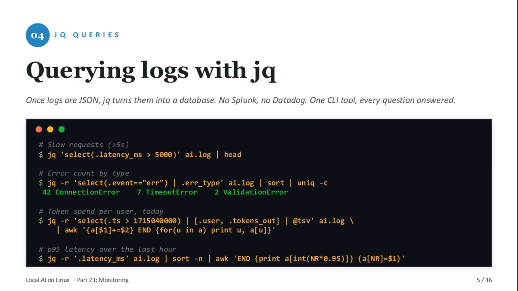And once that foundation is in place, jq turns your log file into a queryable database. No Splunk bill, no Datadog agent. Want slow requests? Filter where latency_ms is over 5,000. Need an error breakdown? Select error events, pluck the type, pipe through sort and uniq -c. 42 connection errors, 7 timeouts, done. Token spend per user is a jq to awk one-liner, and P95 latency over the last hour is a sort and an array index. 4 questions, 4 pipelines, 0 infrastructure.